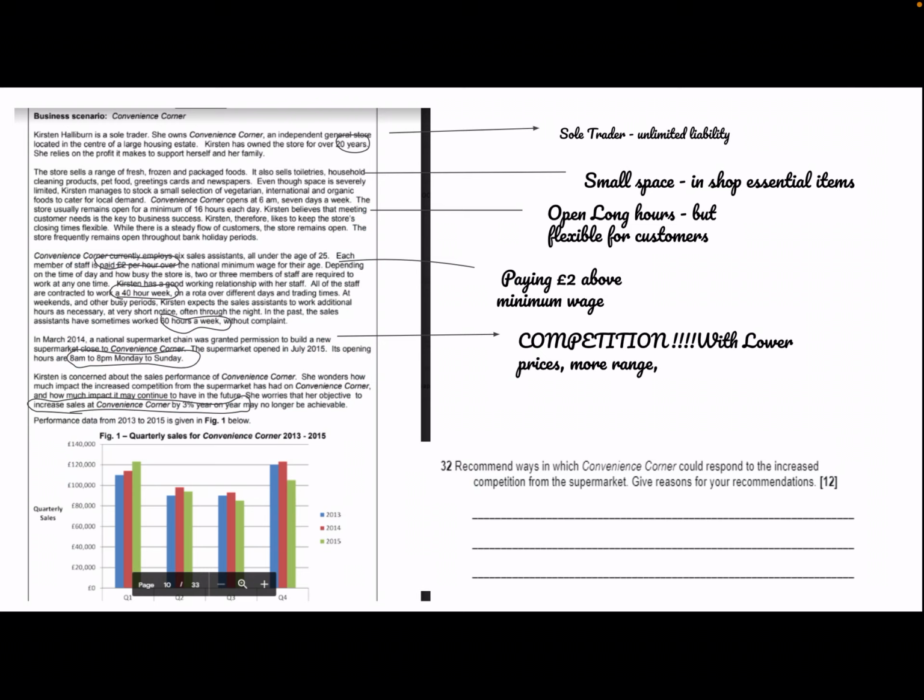It then goes on to talk about the hours that this business is open. So we can see from the case study that it's open for long hours. And she tries to be flexible for customers. So this is really important. She's really trying to meet the needs of the local community and working her business hours around the ways in which they like to shop. And as it says here, she remains open during bank holiday periods.